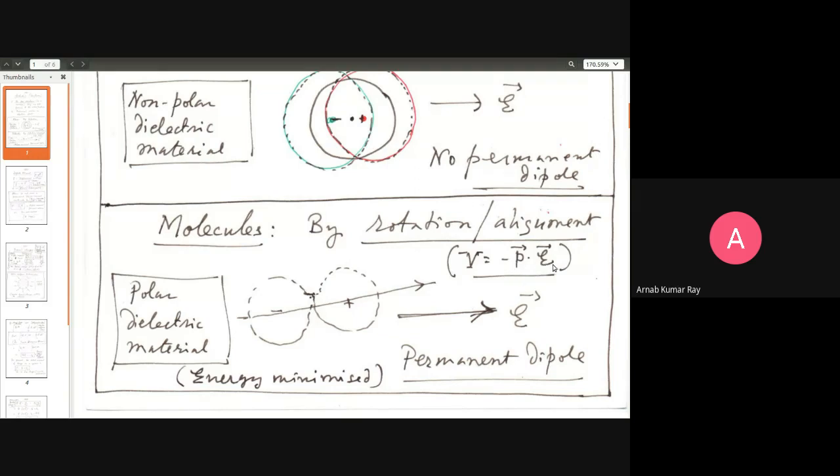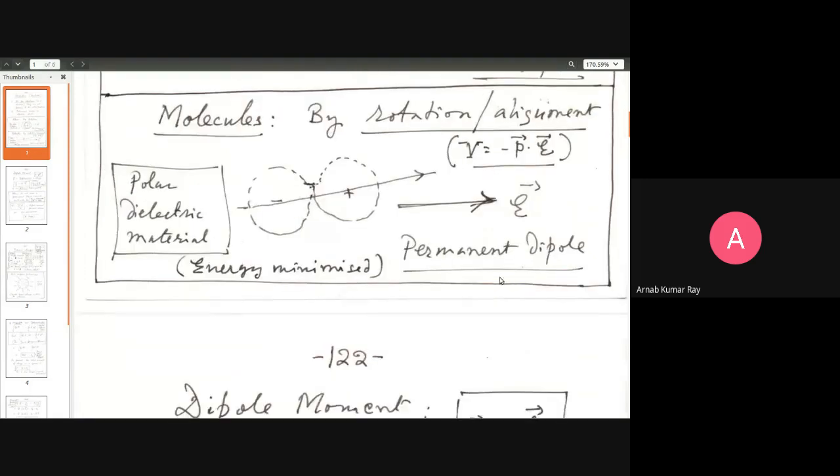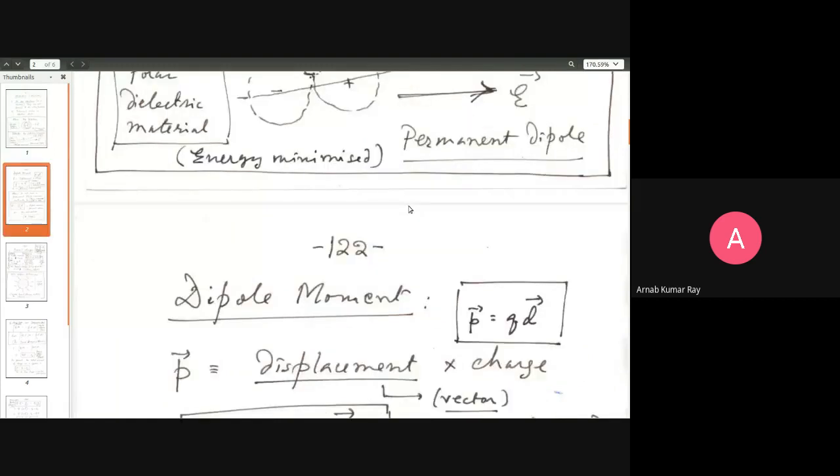In that case, it will be cos 180 degrees. First, minus magnitude of the dipole moment into the magnitude of the electric field into cosine of 180 degrees, and cosine 180 degrees will be -1. So -1 into minus will be plus. So that will be the maximum energy. So usually the alignment is happening because there's a tendency of this sort of a system to minimize the energy.